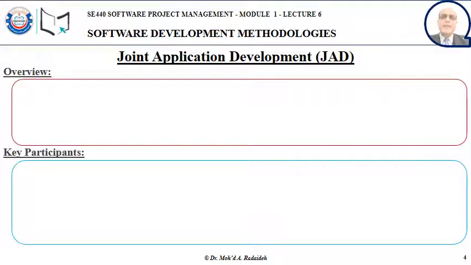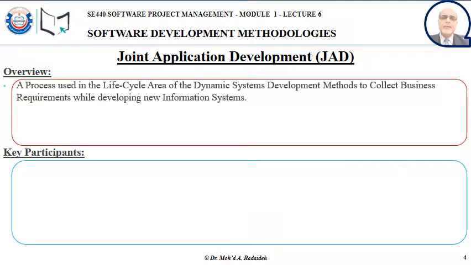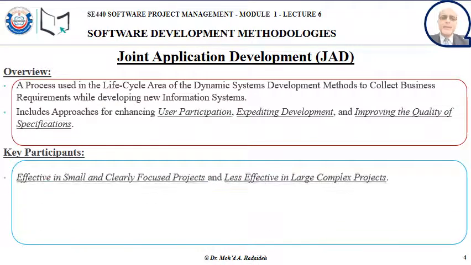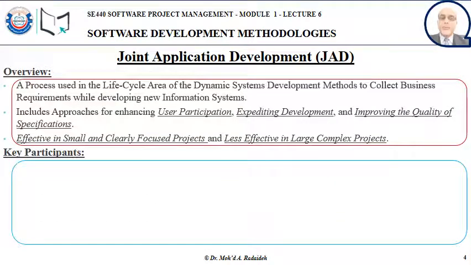The second methodology here is the joint application development, or JAD. What is JAD? It is a process used in the life cycle area of dynamic systems development. We collect requirements while developing a new information system.